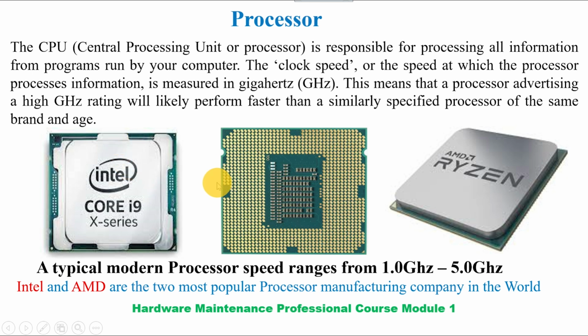That means the higher the speed of the processor, the higher the speed of the computer. So the processor determines the speed of the computer. That's why if you are going to buy a computer, it's better you go for a higher-speed processor to have a very good computing experience. A typical modern processor speed ranges from about 1.0 gigahertz to about 5.0 gigahertz. Intel and AMD are the two most popular processor manufacturing companies in the world.